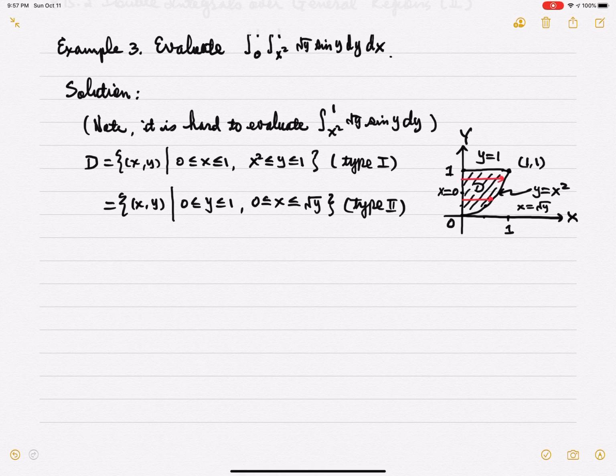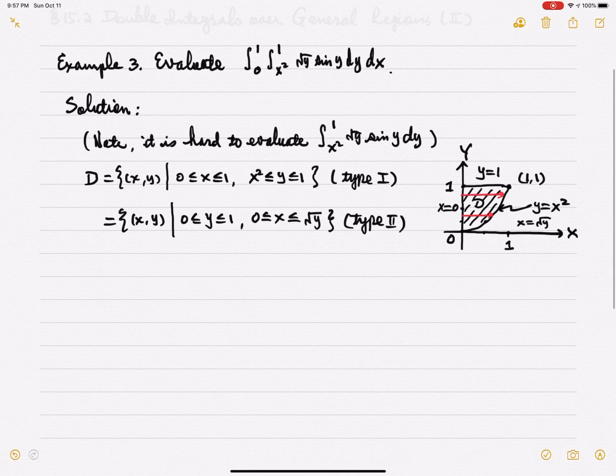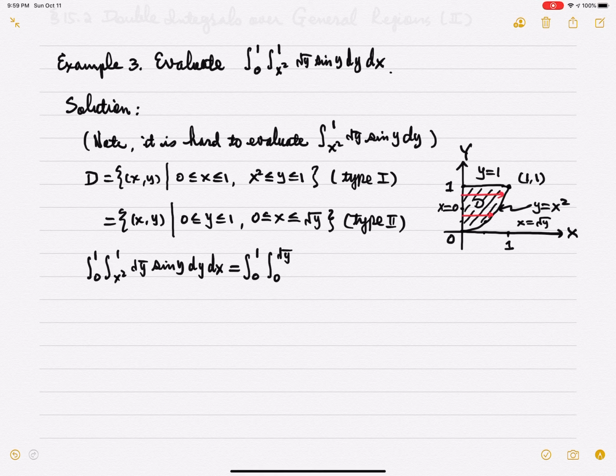Now if you write this integration using a type 2 region, this double integral, from 0 to 1 and x squared to 1 of root y sine y dy dx, is equal to: y changes from 0 to 1, x changes from 0 to root y. The function doesn't change, it's a function of x and y. Here there's no x inside. And now this is dx dy.